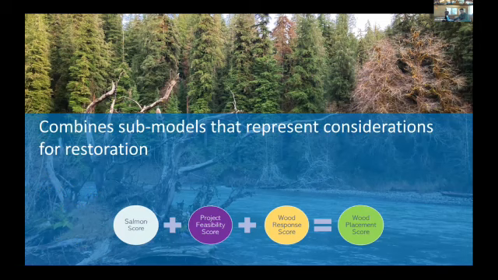So overall, this one actually combines 3 submodels to come up with a wood placement score: the salmon score, plus the project feasibility score, plus the wood response score, and then you get your wood opportunity model. And next slide.